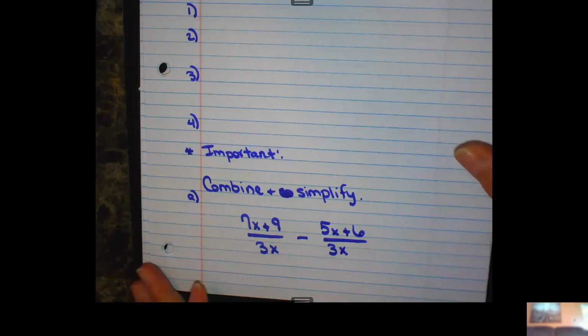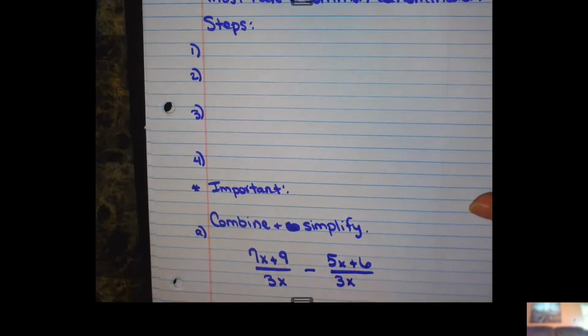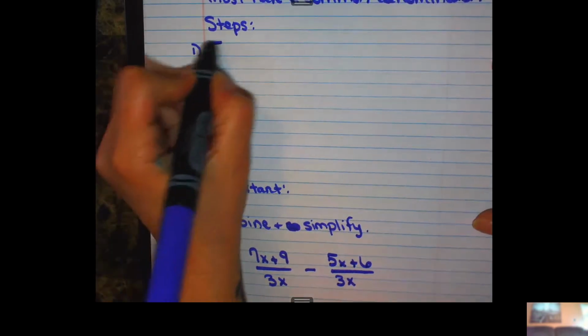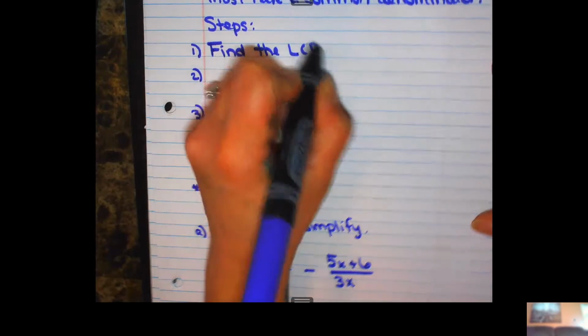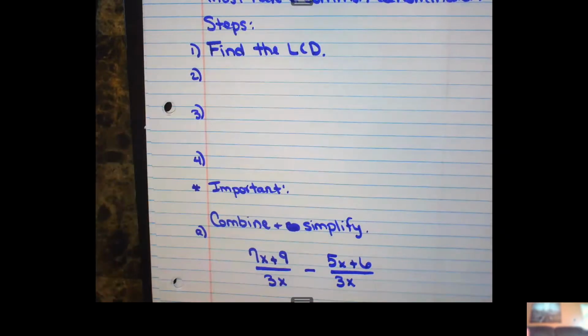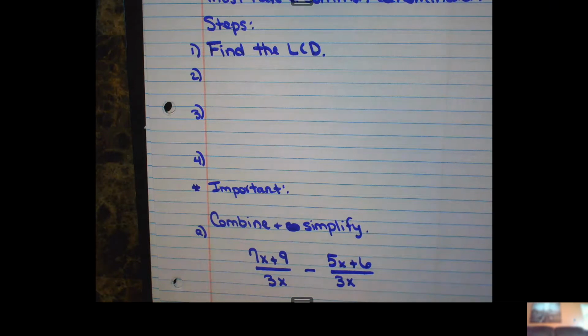So let me go back up to my steps. Step 1 is the same as if we were adding fractions. We're going to find the LCD. So step 1, find the LCD. If you look at this example, you'll notice our LCD, least common denominator, they have to match, and they do. So our LCD is 3x. I'm going to put that at the top just so we know that we found it. If they were different, then we would have to go ahead and do some multiplying.